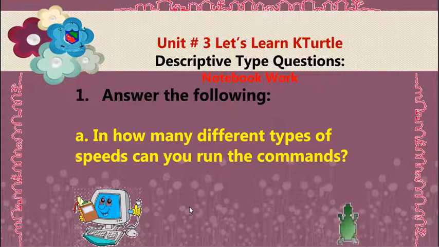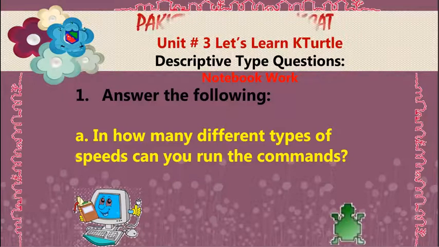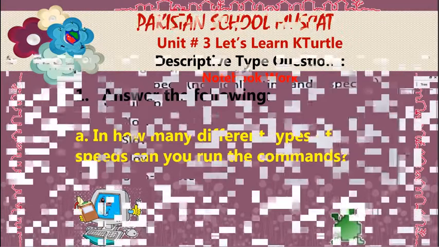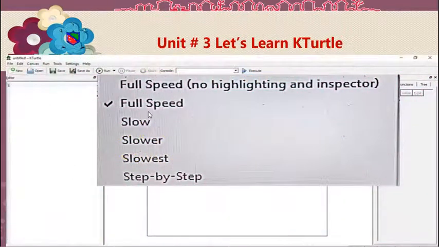Any idea? Any guesses you have? Yes, some of you are giving me the correct answer. And for your help, I'm going to show you over here. This is my KTurtle window. And here is the run button. When you click it, can you count the speeds over here? Full speed, slow, slower, slowest, step by step. So these are the different speeds we have while running our program in KTurtle.